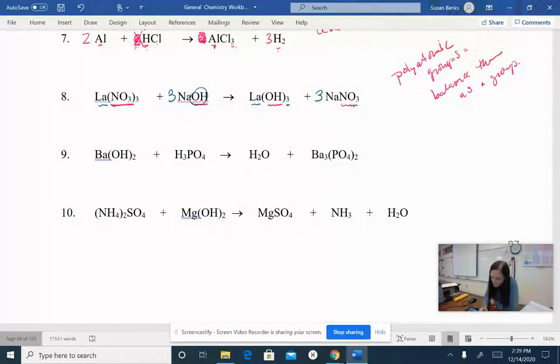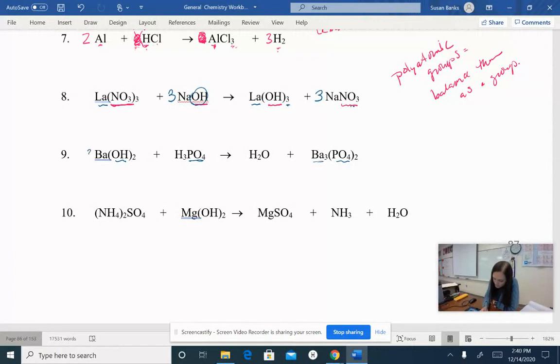Okay, let's look at number 9. I've got my hydroxide group, but I don't see it anywhere. But I have my phosphate group. That definitely stays the same. Okay, so let's check this out. I have barium. I've got 1 of them here. I've got 3 of them over here.